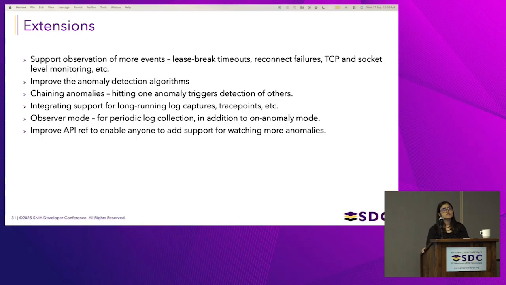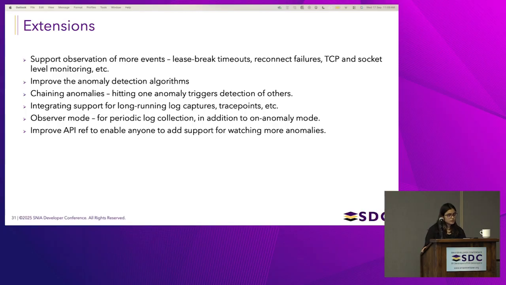Chaining anomalies. So this is an interesting one. For example, if you have hit a reconnect failure, you might want to start tracing certain error codes as well. You might start looking out for certain error codes. So if you see an anomaly, you might want to start observing for another anomaly as well. So this is another support that we want to add to AOD.